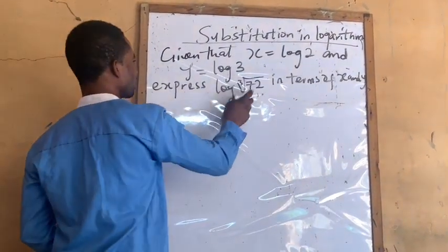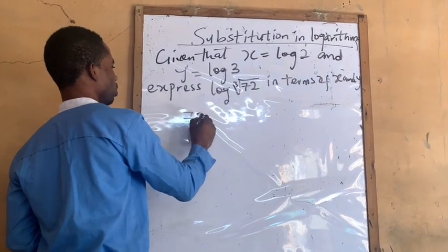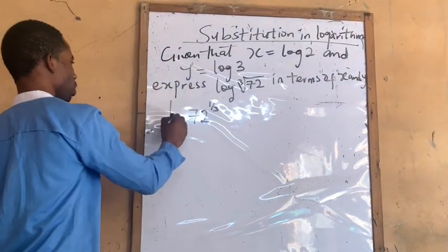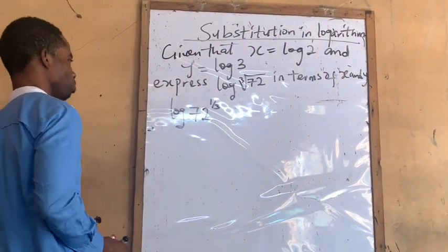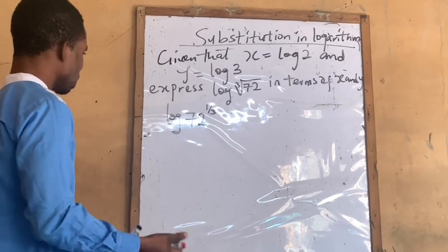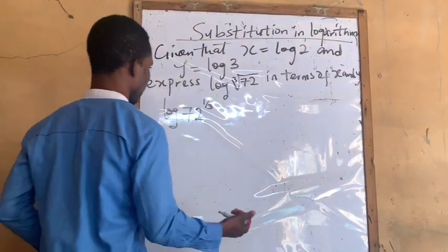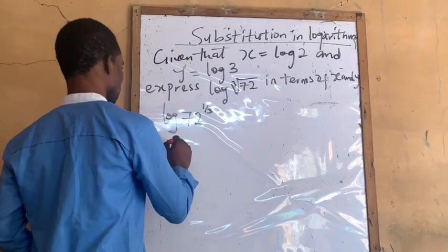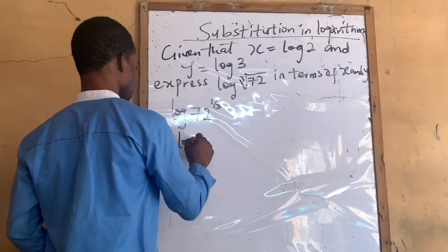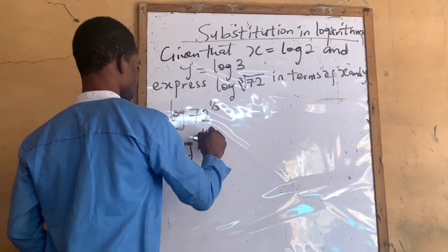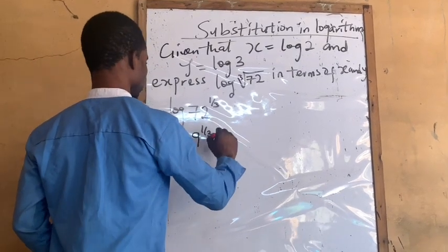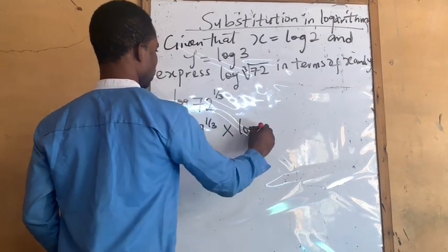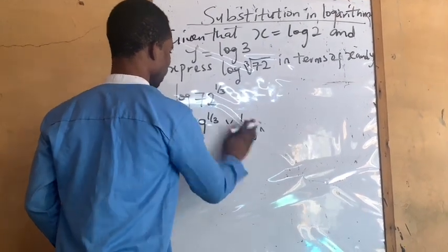You know that this can also be written as log of 72 to the power 1 over 3. That's the cube root. That means I can express 72 as 9 times 8, so log of 9 times 8, all to the power 1 over 3.